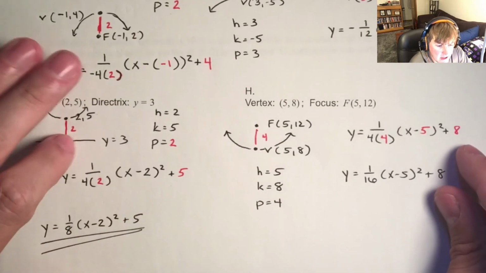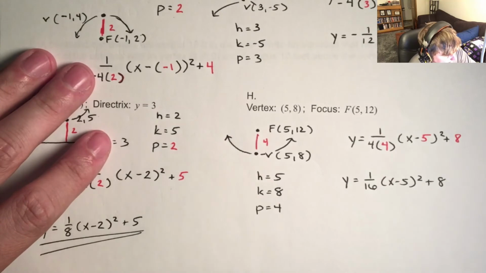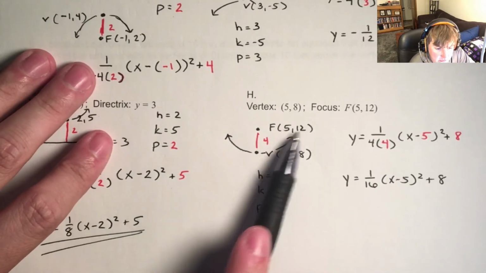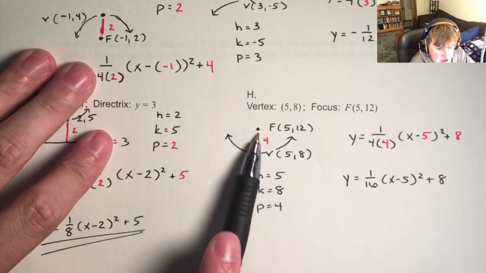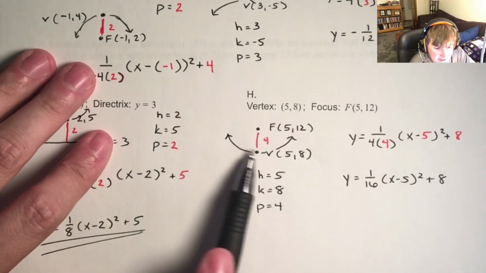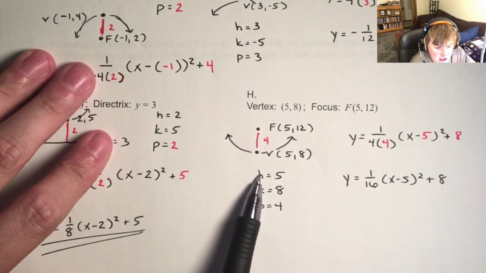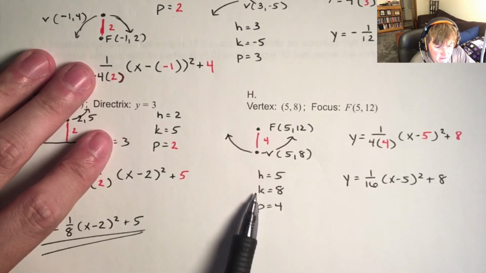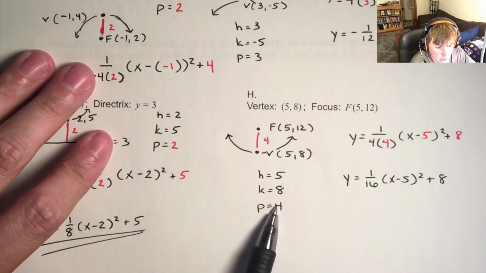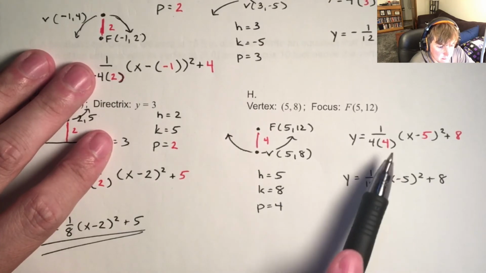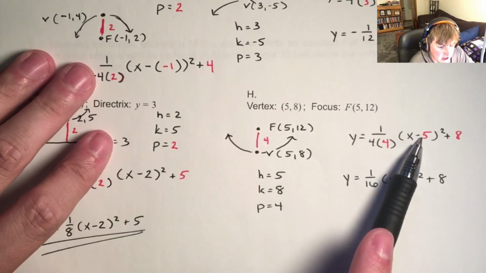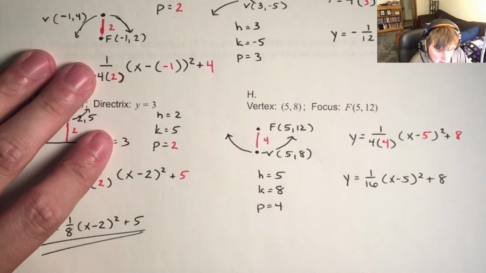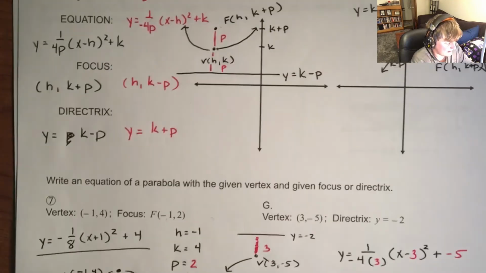Okay, and then last here is we have a vertex of 5, 8 and a focus of 5, 12. Okay, the focus is above it, so I know that I'm going to open upward. They have a distance of 4 between them. So I have h is 5, k is 8, and p is 4. Plugging in, p is 4, h is 5, k is 8. I simplify to get y equals 1/16 x minus 5 squared plus 8.